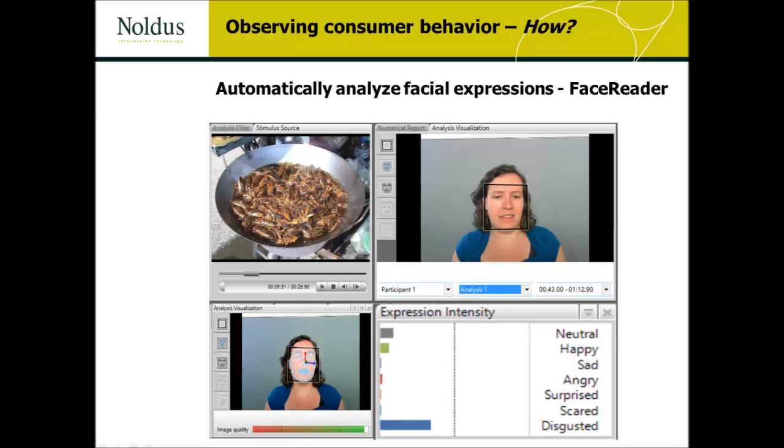When testing whether a person likes a certain product, facial expressions may tell a lot. Here you can see a test person who watches a video in which insects are fried in a big pan. The test participant's face was filmed with a webcam and the footage was analyzed in FaceReader. FaceReader can automatically analyze facial expressions. It synthesizes an artificial face model which describes 500 key points in the face. In the lower left panel you can see the 500 key points in the face. The resulting dominant emotion in this case is disgusted.